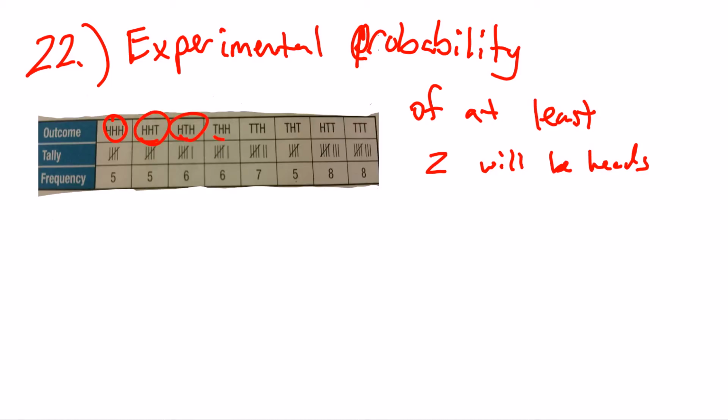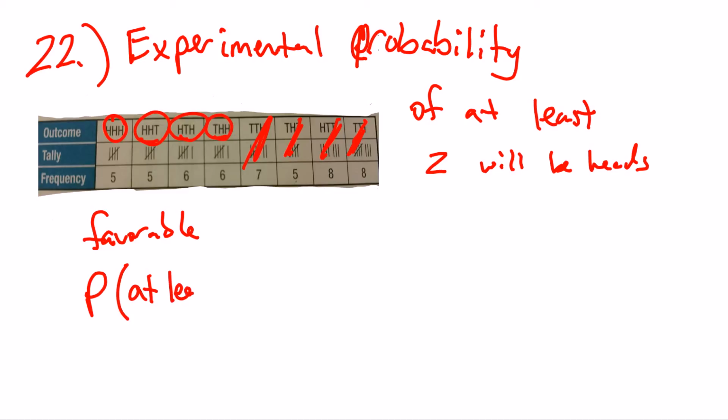This one has 2 heads, I count that one. This one has 2 heads, I count one. I don't count that one. I don't count that one. I don't count that one. I don't count that one. So I have to add to get my total, my favorable. So I get the probability of at least 2 heads. I'm going to do 5 plus 5 plus 6 plus 6. So 10 plus 12 is 22 all over the total, which is all these. This one plus this one plus this one plus this one plus this one plus this one plus that one.